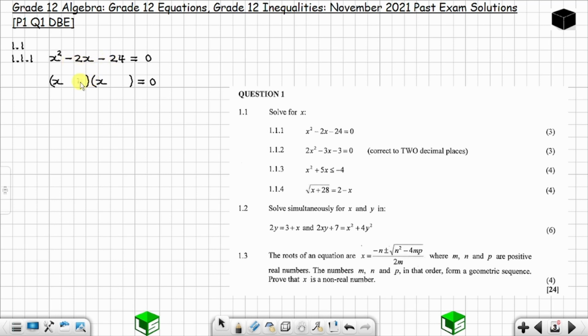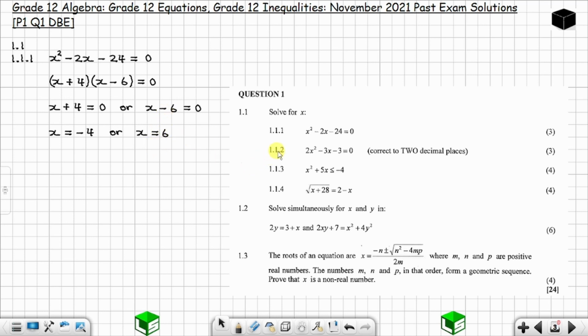So you are going to use 4 and 6. You know that 4 times 6 is 24, and you need the middle term, which is from 4 minus 6. So you have plus there and minus there. Now x plus 4 is equal to 0, or x minus 6 is equal to 0. From here, x is equal to negative 4 or x is equal to 6. This is how you solve this question.